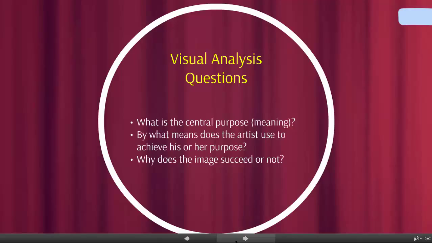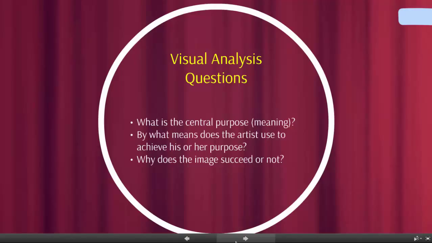The first question is, what is the central purpose, or what is the artist's meaning? And that will be your thesis. It will be in your introduction. So you're going to provide background information, who the director is, when it was produced. If you would like, you can introduce Thoreau, some things about Thoreau. Just the basic backgrounds, what you will provide for the introduction. But you will also provide a thesis that answers the question, what is the central purpose, or what is the meaning?